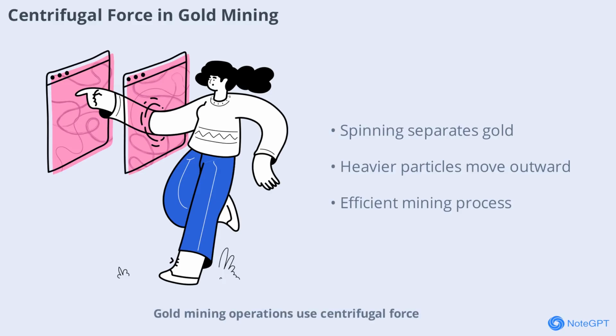Gold mining operations use centrifugal force to separate gold from other materials. As the mixture spins, heavier gold particles move outward, making it easier to collect. This method increases efficiency and recovery rates in mining.